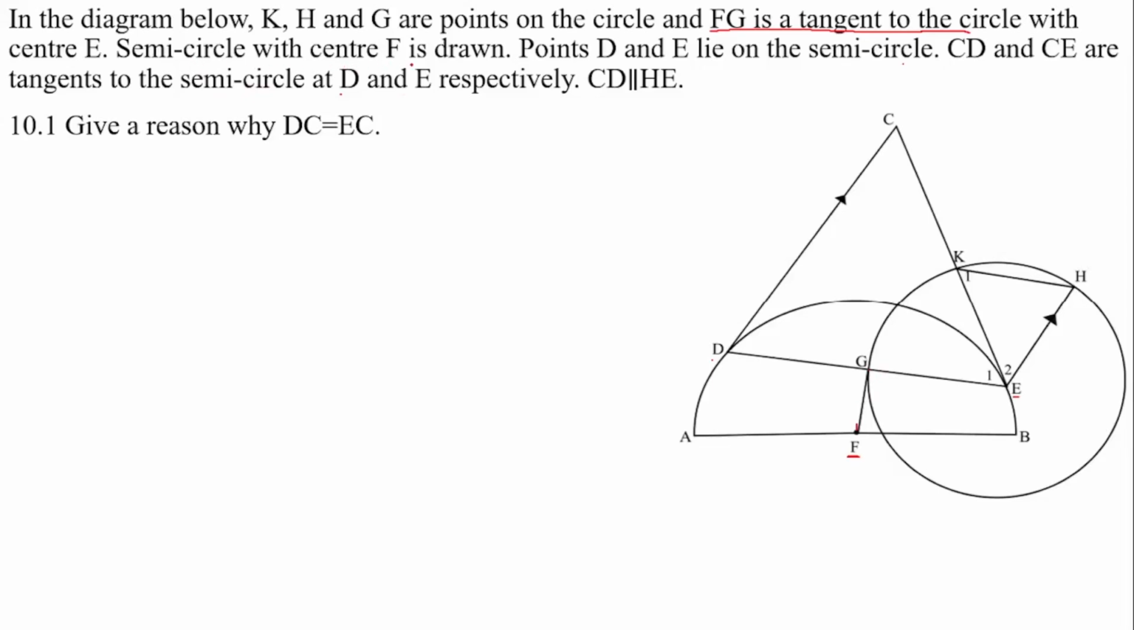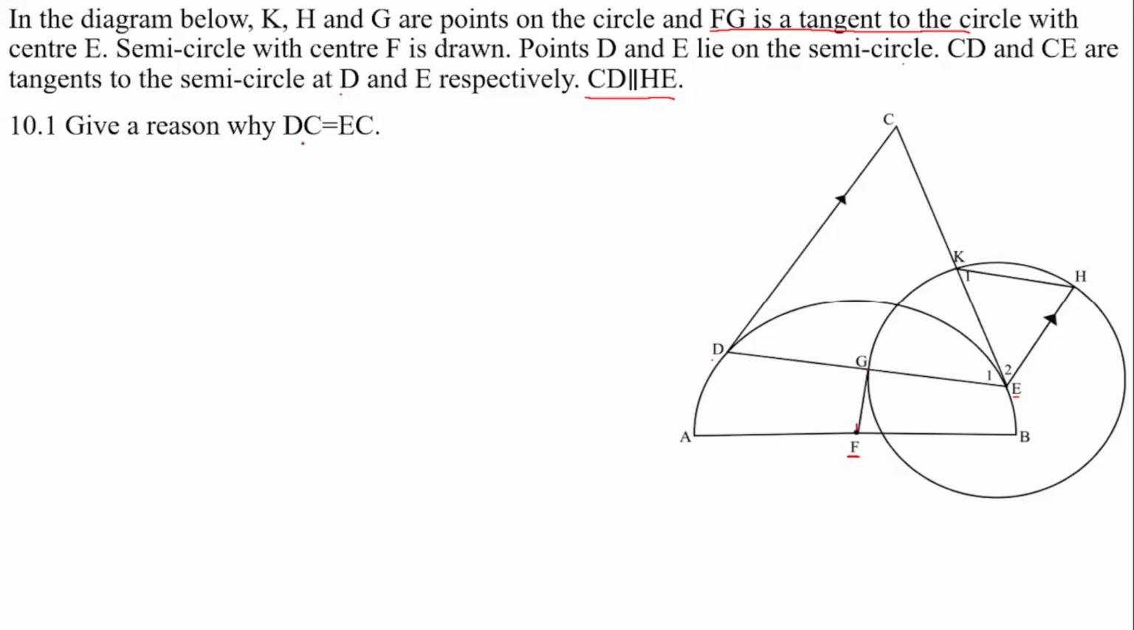Semicircle with center F is drawn. Points D and E lie on the semicircle. CD and CE are tangents to the semicircle. Now again, there's another one, tangents from the same point, isn't it? CD is parallel to HE. Remember the geometry of parallel lines: alternate angles, corresponding angles, co-interior angles.